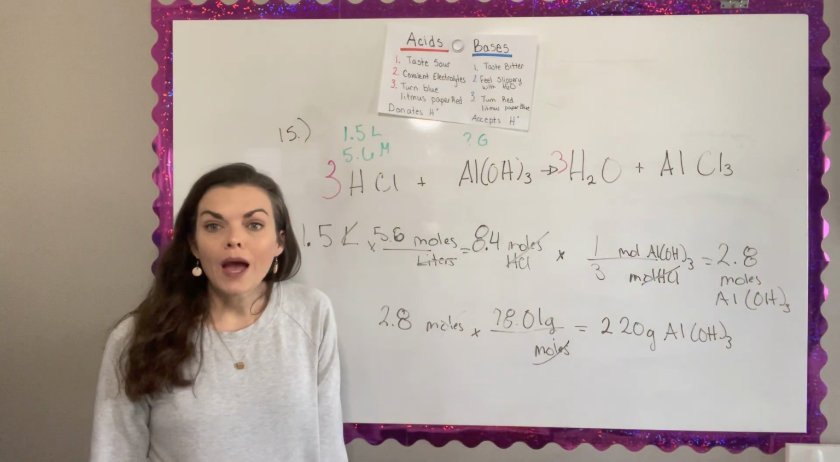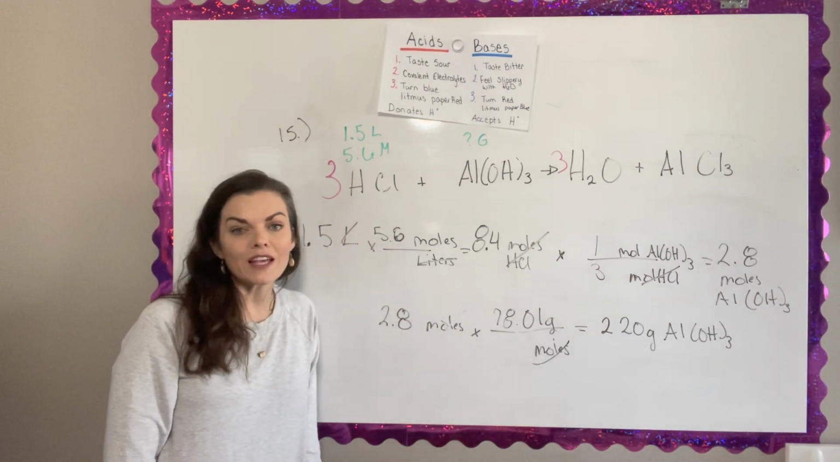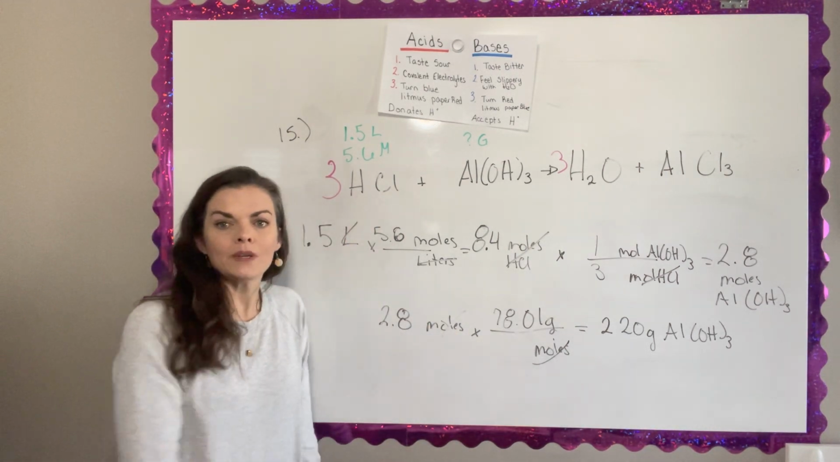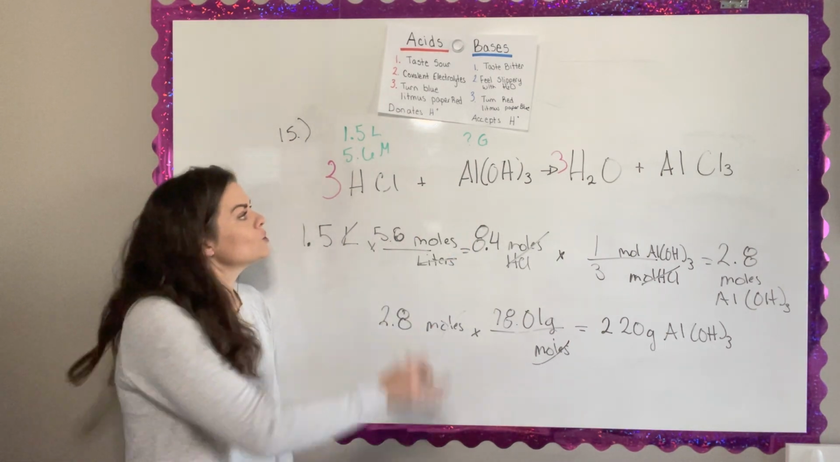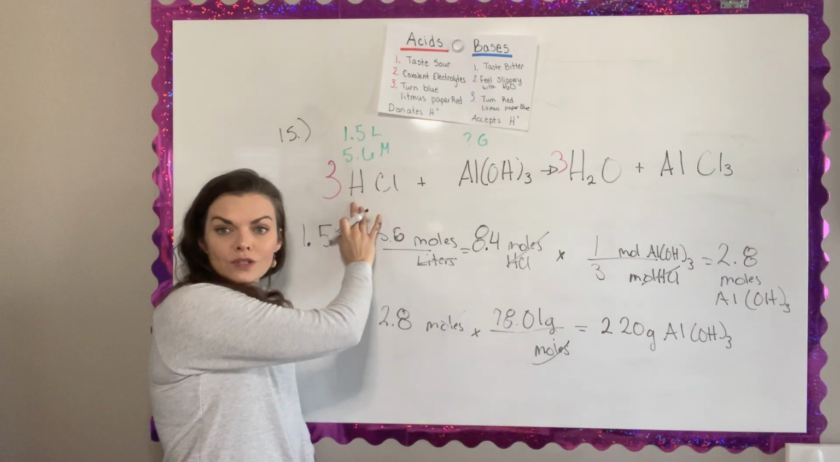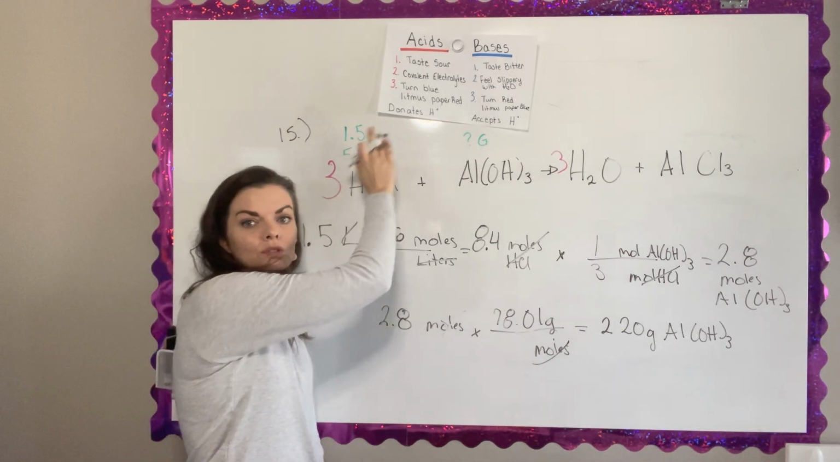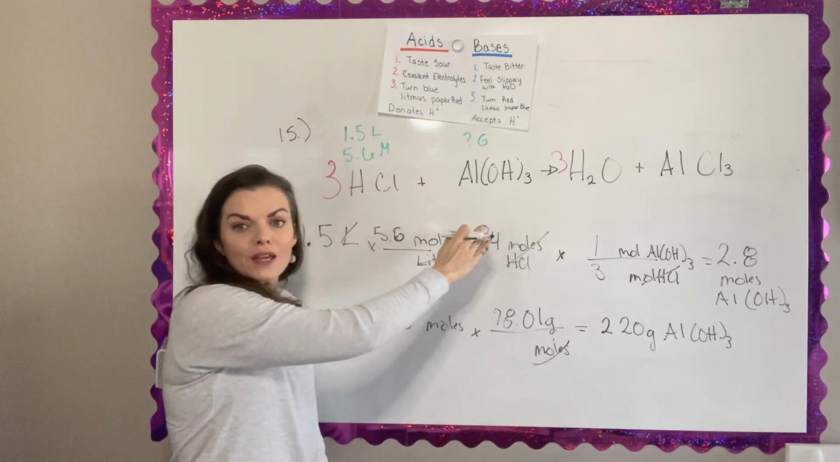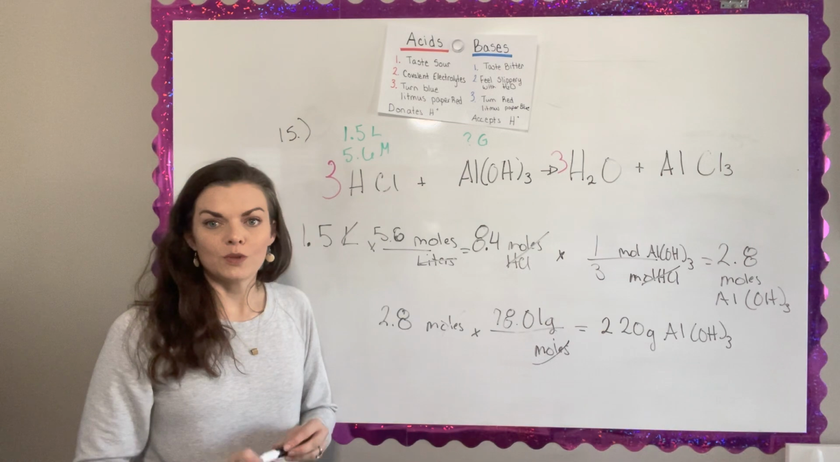So just as a recap of what we did, they gave us a lot of information for hydrochloric acid, and they were asking us for how many grams of aluminum hydroxide to neutralize it. So we first calculated moles of hydrochloric acid, then we used our equation to go from moles of the acid to moles of the base, and then from moles to grams, which is basic stoichiometry that you've been doing.